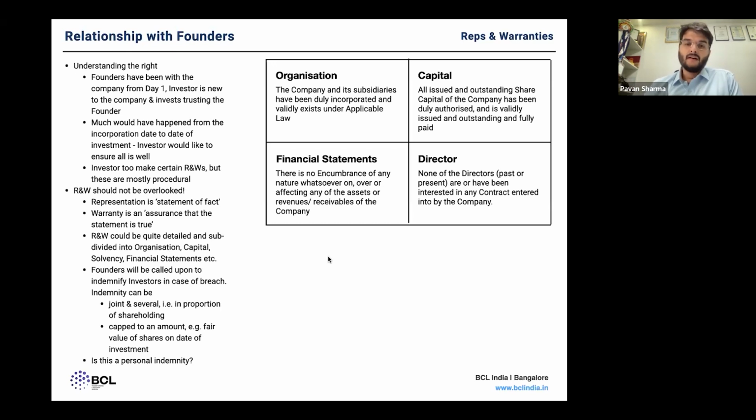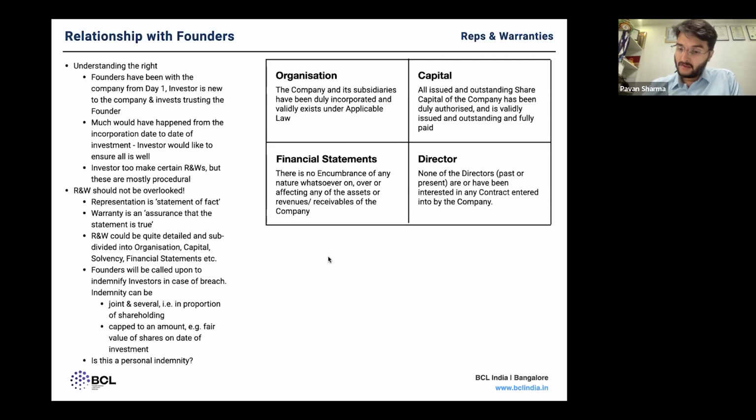Now, what does this mean? These are commitments that are being made by the founder to the investor. When the founder is saying, I'm running a clean company, please come and invest. I have no pending cases, please come and invest. I have not received any notice from any tax authority or any regulatory authority, please come and invest. My financial statements are 100% correct. They are true in all senses. So please come and invest.